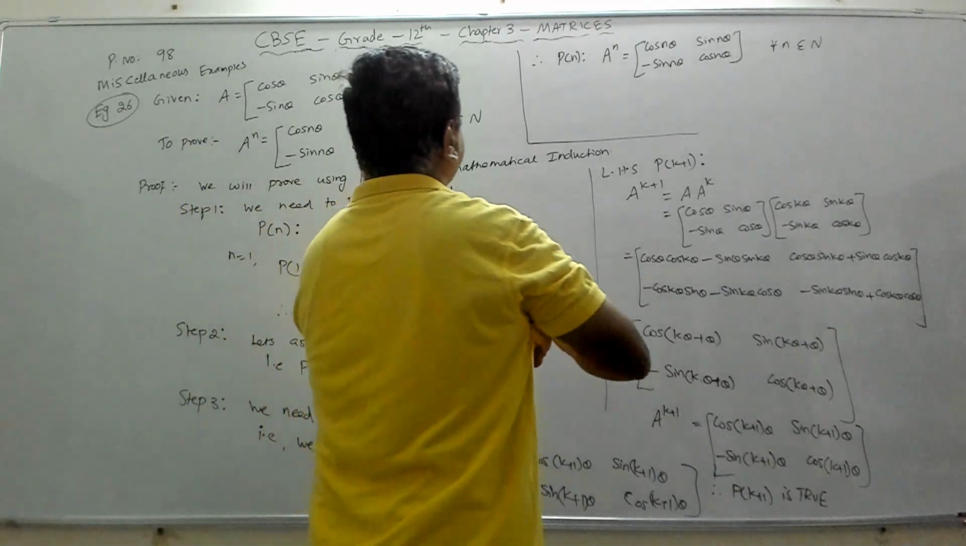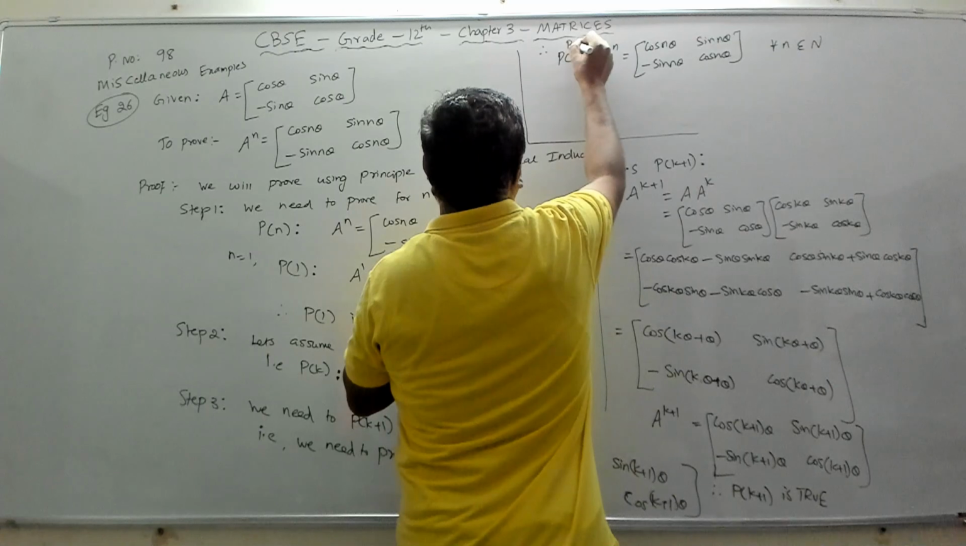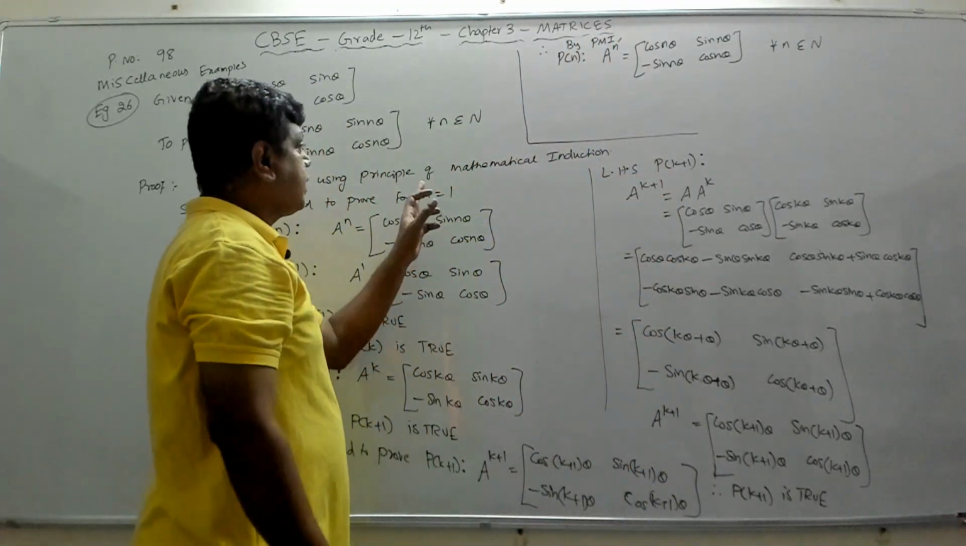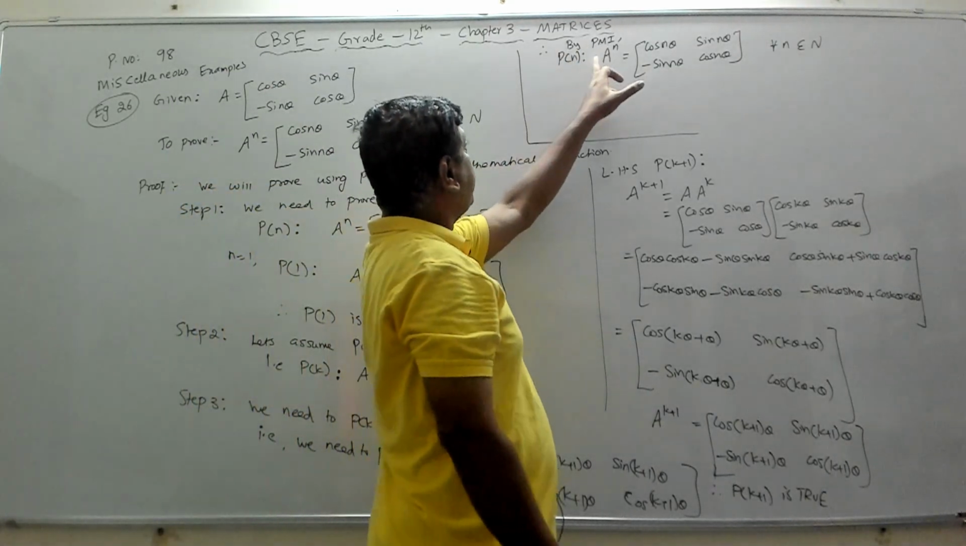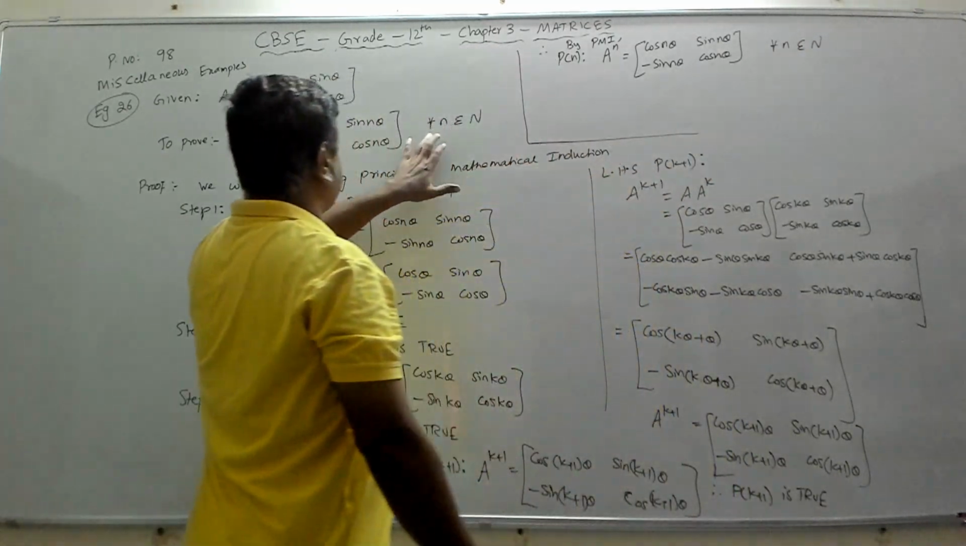Therefore, we can say by PMI. PMI means principle of mathematical induction. By PMI, P of n, A power n equal to this, is true for every n belonging to N. So we have proved this.